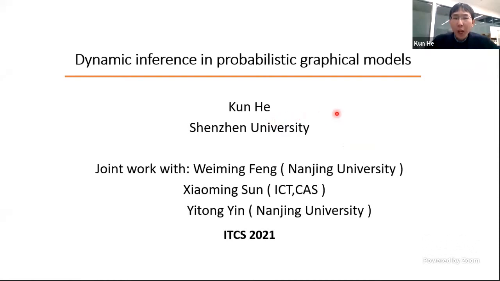Hello, everyone. Today, I will talk about dynamic inference in probabilistic graphical models. This is joint work with Weiming, Xiaoming, and Yitong.